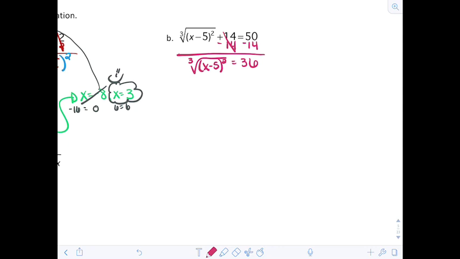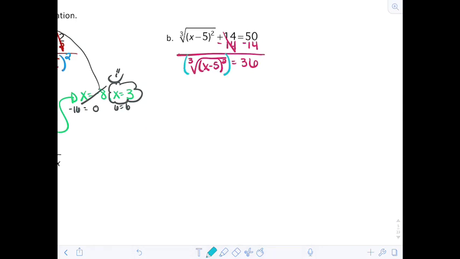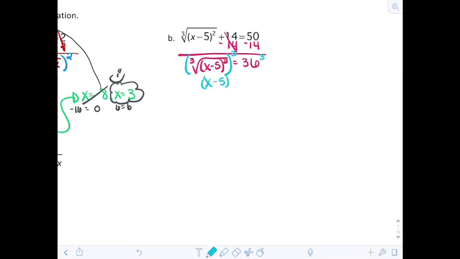Okay, so if it's the cube root, the next thing I'm going to do is cube both sides so I can get that radical out of there. So x minus 5 squared is going to be 36 cubed. Now, that's 46,656. All right, let's FOIL the other side. x squared minus 10x plus 25 equals 46,656.